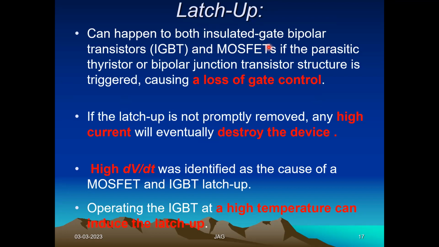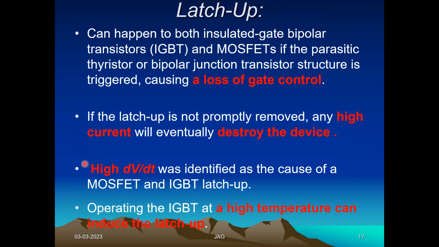One of the reasons for latching up is high dV by dt. What is dV by dt? Rate of change of voltage. Whenever you turn off the device, the voltage across the device increases from 0 to the blocking voltage, 230 or 640 or whatever it may be. How much time will it take to block a conducting device? It will take only nanoseconds or microseconds.